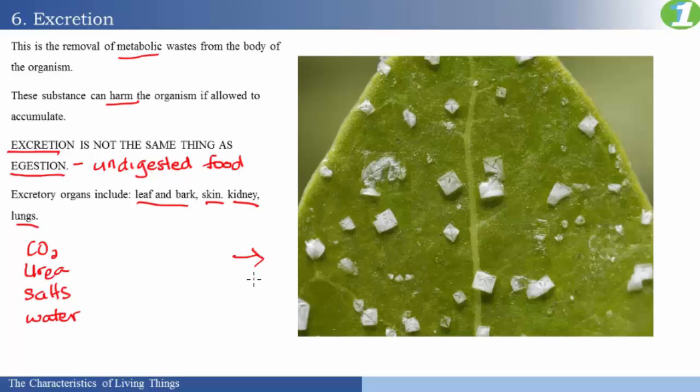We will come back to excretion when we look at the different methods of excretion in a little more detail and focus mainly on excretion in animals. Now let us continue with our presentation.